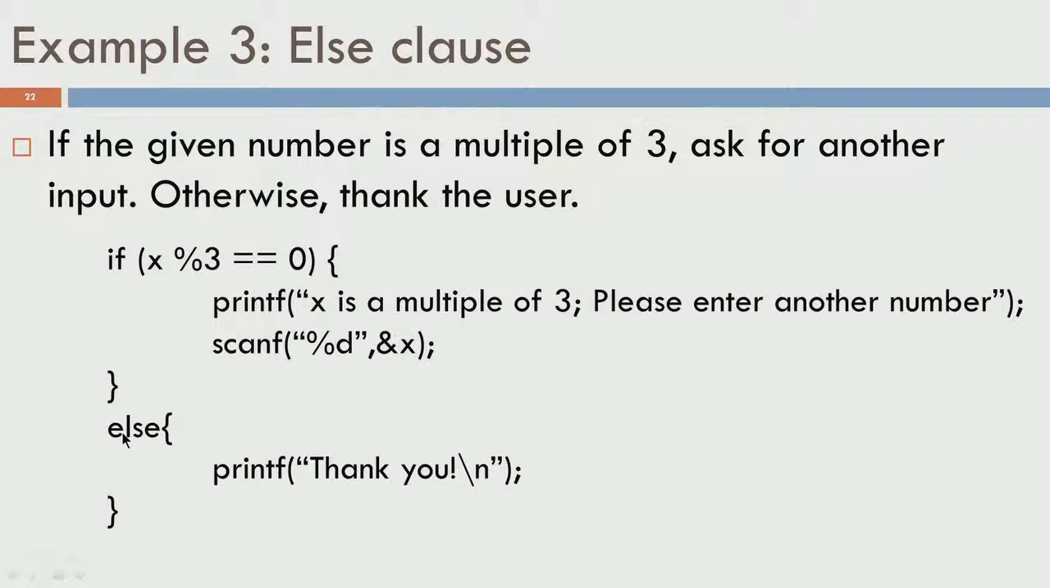Now, you have multiple selection, or double selection with else. So, if this is not true, you printf thank you, right. So, this is the structure for else, and we have seen this before in our lecture 1 also.